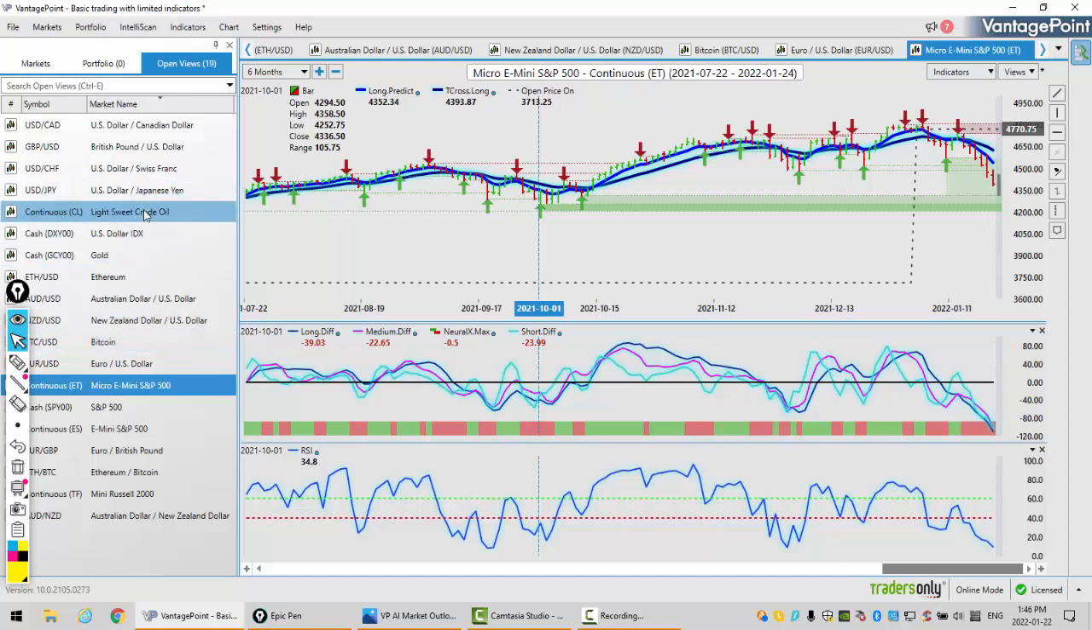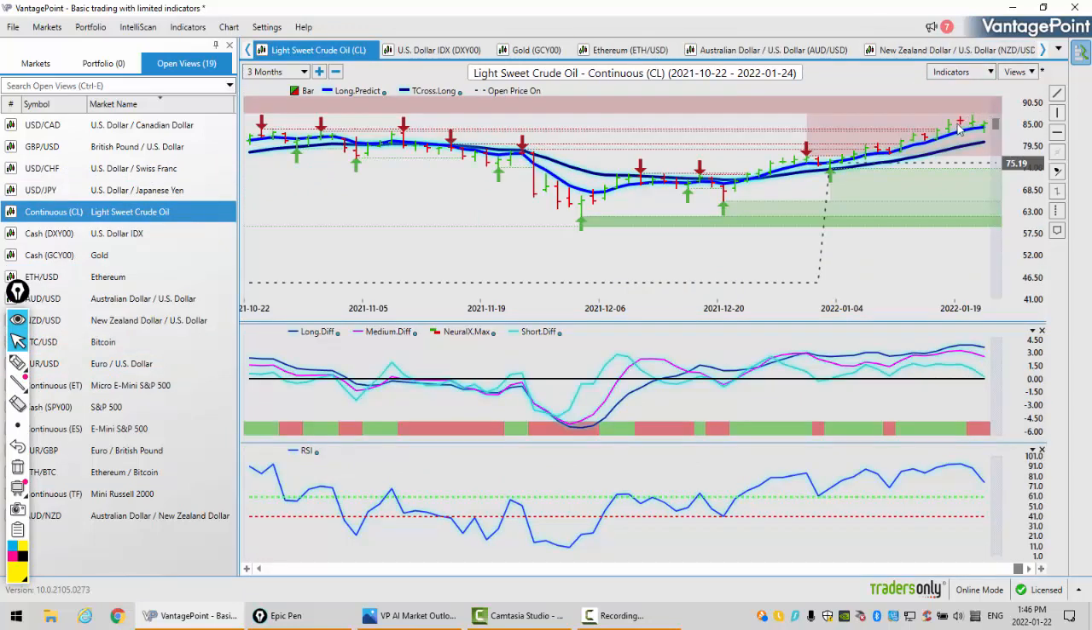Now, when we look at light sweet crude oil, you can see a crack in the dam here too, that it's starting to give way. As stocks pull back, oil is struggling to make any further gains. So going into next week, our key support levels: we've got our yearly opening price at 75.19 and our T-cross long at 80.53. This is your main support here.